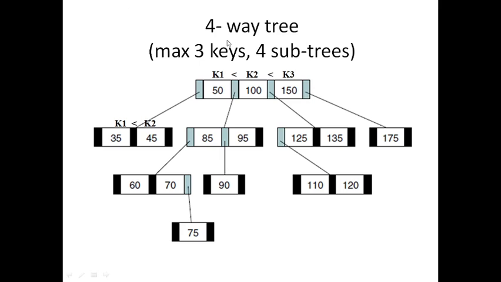One more example, this is also a four-way tree. Again we have to check whether the conditions are preserved. Four-way means maximum 4 children, 1 2 3 4, so it's valid. Secondly, maximum 3 keys, so that is also not violated anywhere. The next one is ascending order within each node, 50 100 150, 85 95, so it's all in ascending order. And the last condition is left subtree less than parent, right subtree greater than parent, and that is also preserved. So this is an M-way tree of order 4.